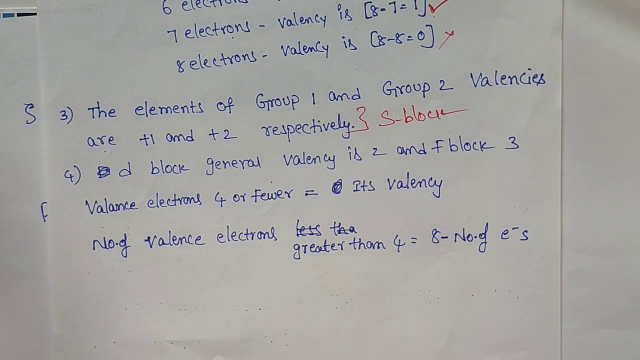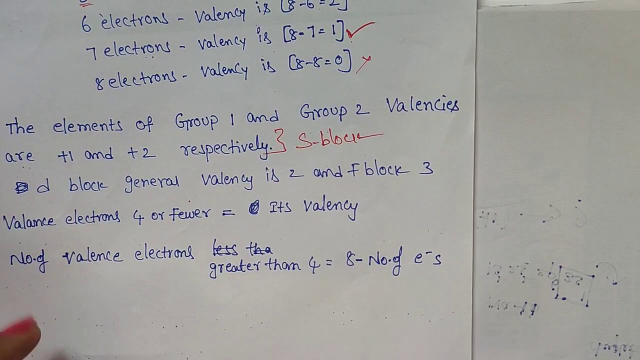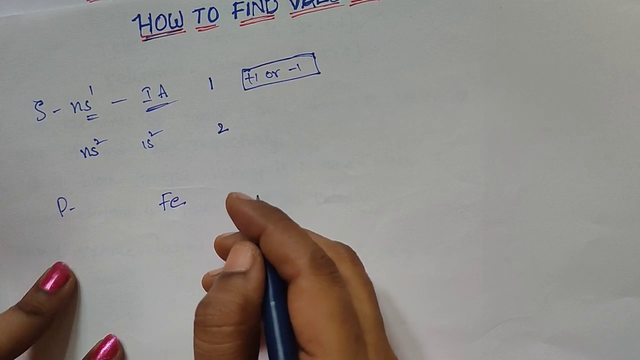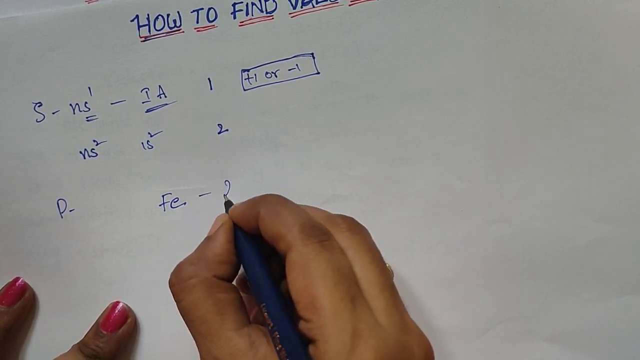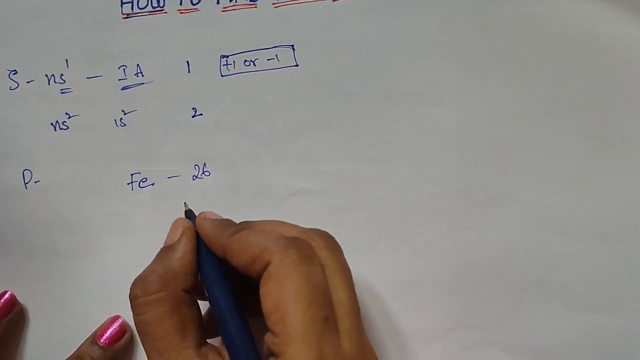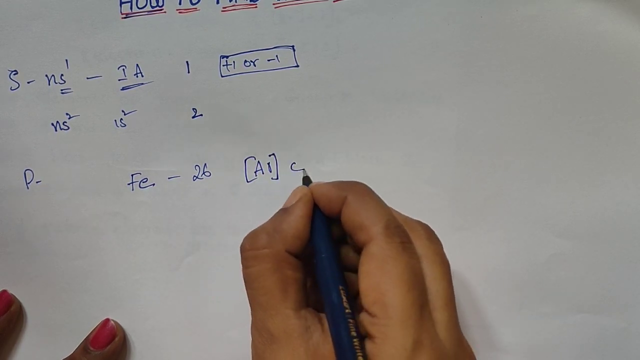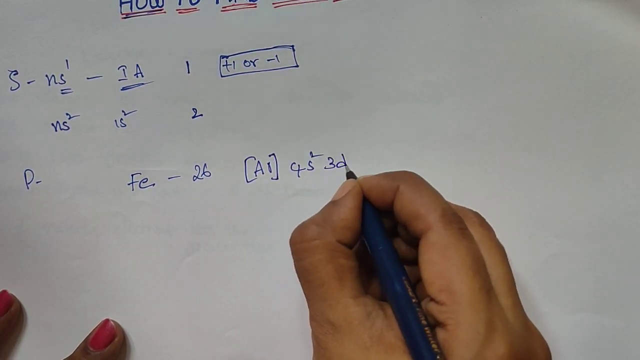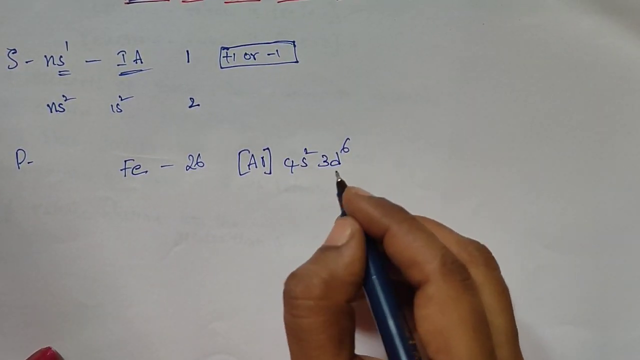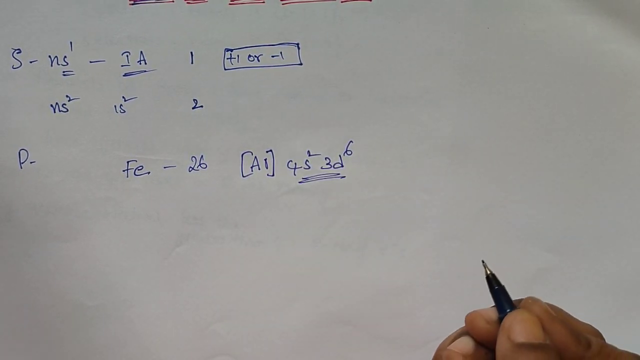See here, we'll see one example. Iron, Fe. What is the atomic number of iron? 26. Iron's atomic number is 26. What is the electronic configuration? In the simple form, we write argon, 18 electrons, then 4s2, 3d6. This is the electronic configuration for iron. See here, what is the valency shell for this? These two are considered as valency shells.